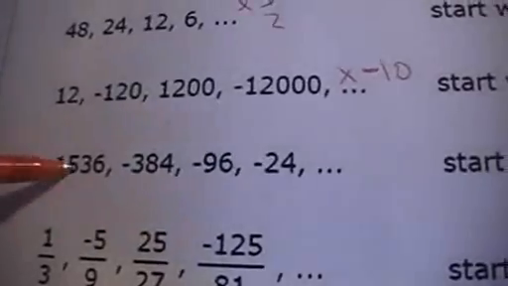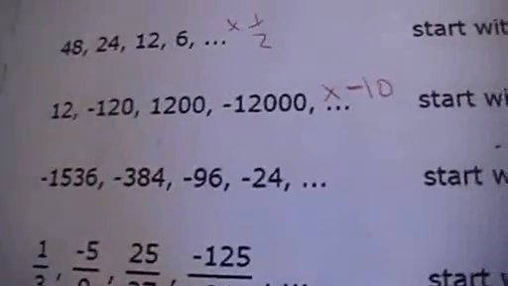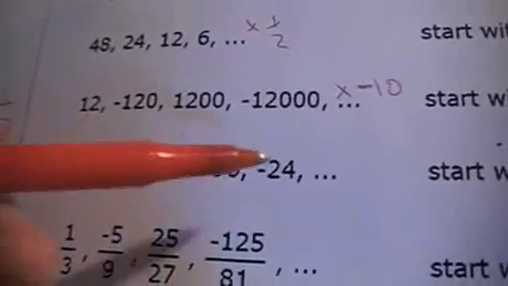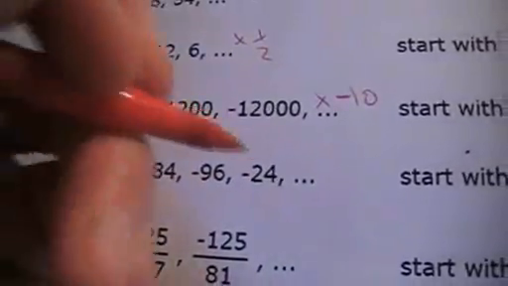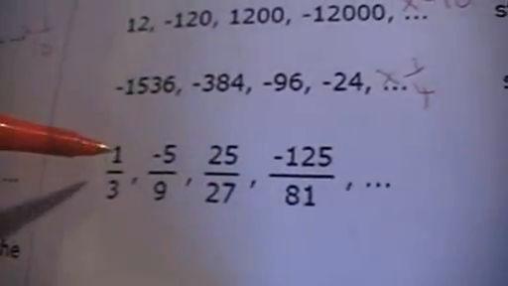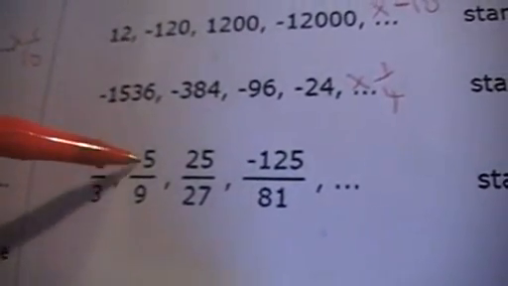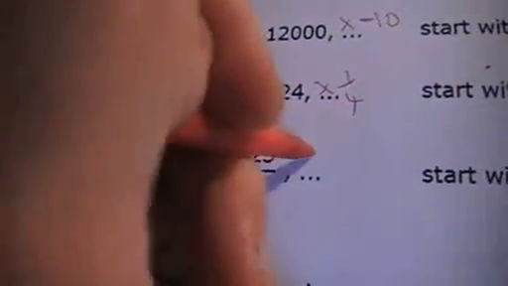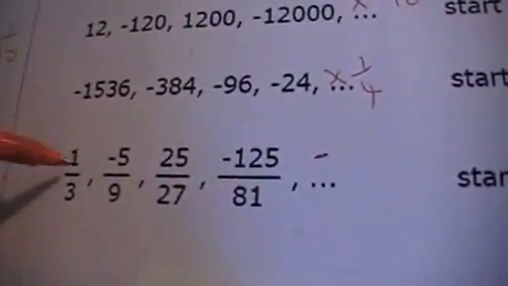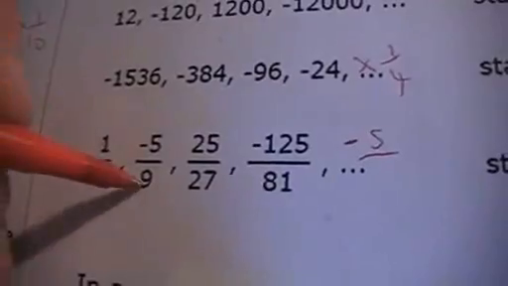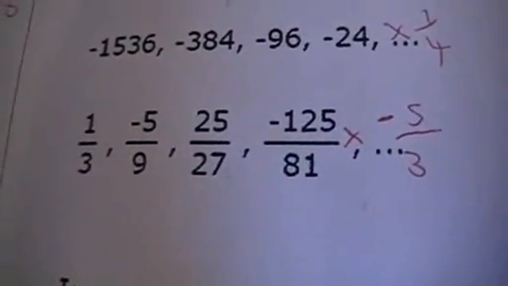This one here, how are we getting from there to there, there to there, there to there? We're dividing, and it's actually a quarter each time. 24 goes into 96 4 times. So this one you'll be multiplying by a quarter. Now this bottom one here, look at the top and bottom separate. How do you get from 1 to -5 to 25? That's got to be a minus, and the ratio is going to be 5. You're timesing by 5. So -5 on top. How do you get from 3 to 9, 9 to 27? You times by 3. So your common ratio is multiplying by -5/3.